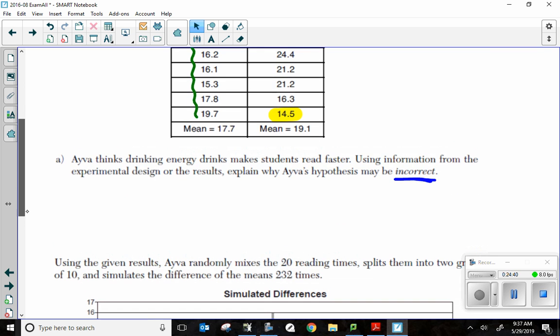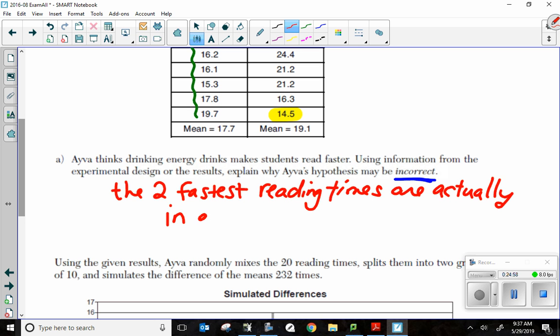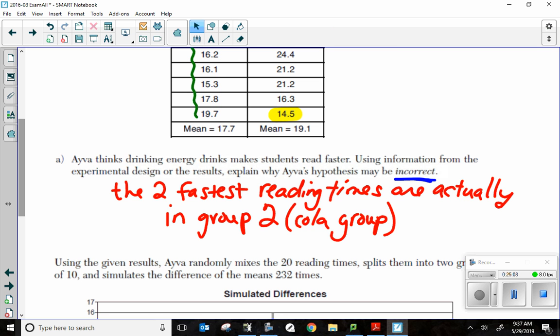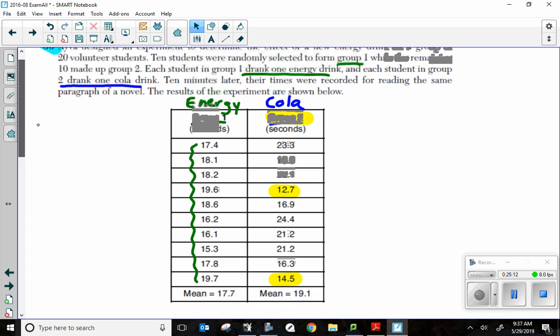So I would write here, explain why hypothesis might be incorrect. I would literally say that. The 2 fastest reading times are actually in group 2, and I'll put in parentheses the cola group. That's it. Now, one of my students raised their hand and said, well, how about the way she organized it?